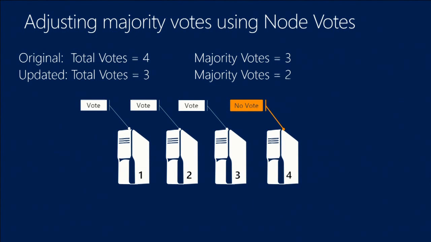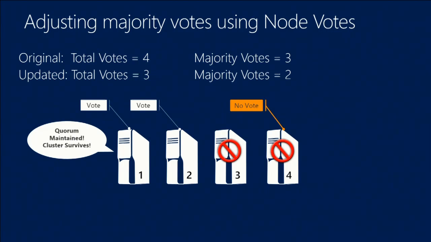So now consider a scenario where I have 4 nodes in my cluster and I remove one of the nodes' votes. So node 4's vote is actually taken out by the user configuration. If node 4 goes down, it does not affect the cluster. But if I lose node 3, then also it does not affect the cluster, because the majority was reduced down to 2 when you removed node 4's vote.